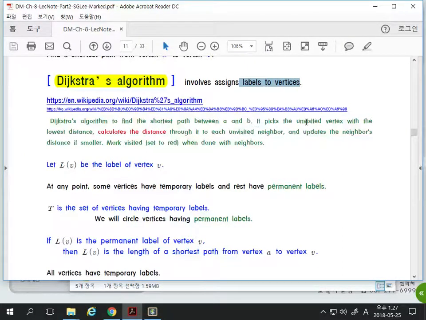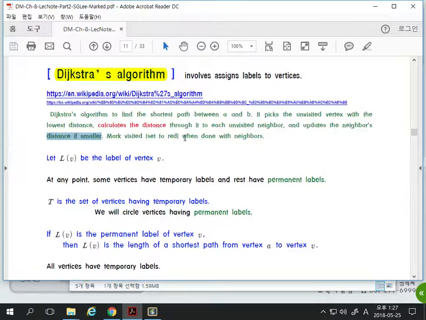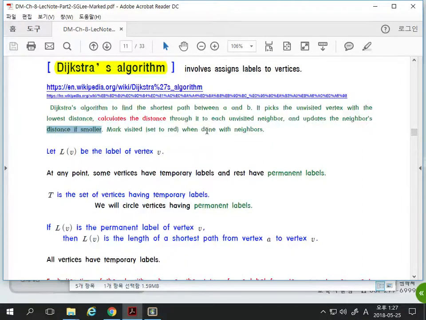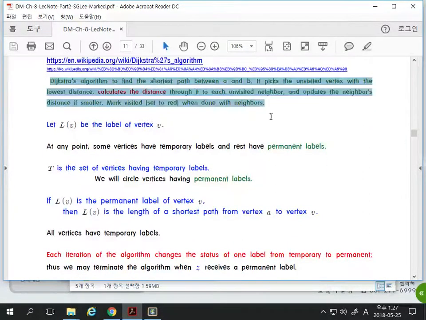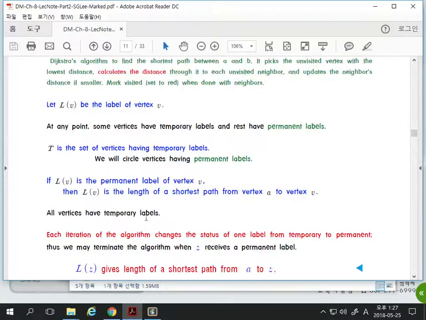It picks the unvisited vertex with the lowest distance and calculates the distance through it to each unvisited neighbor, and updates the neighbor's distance if smaller, and marks it visited when done with the neighbors. So these are the algorithm steps that I mentioned. This can be written in this way.